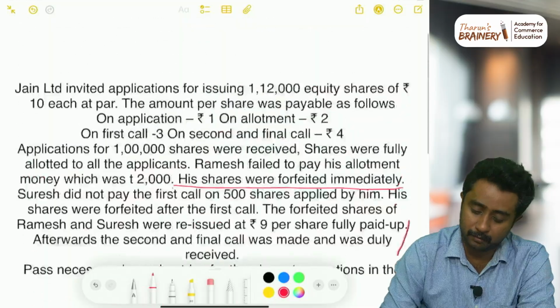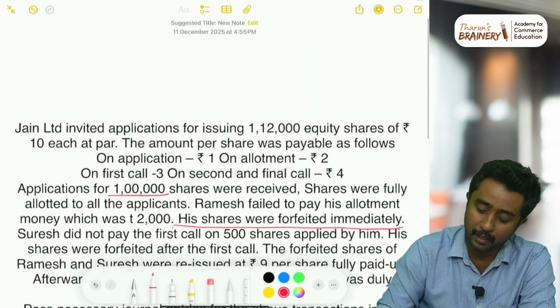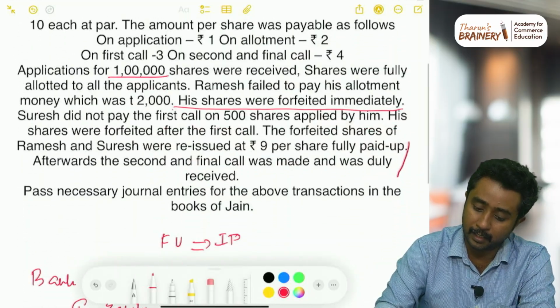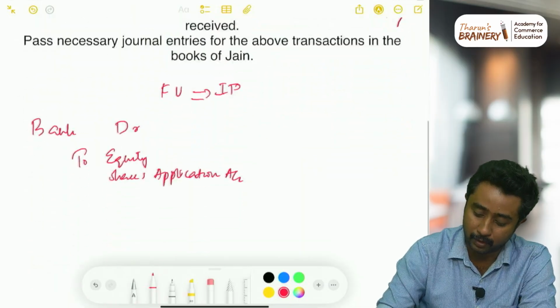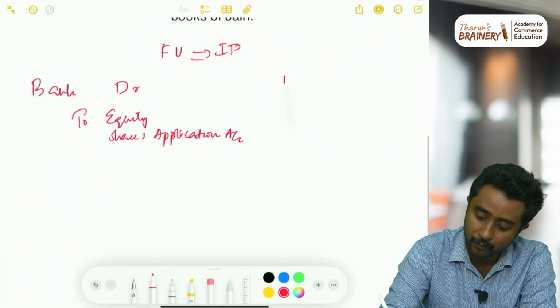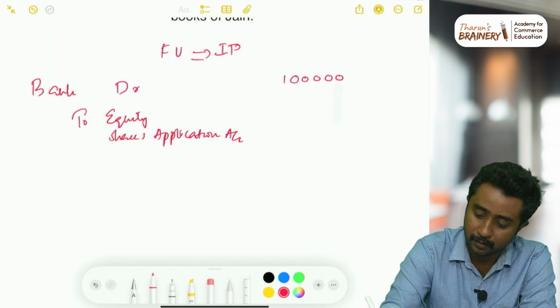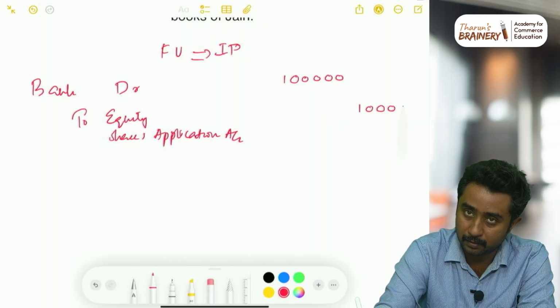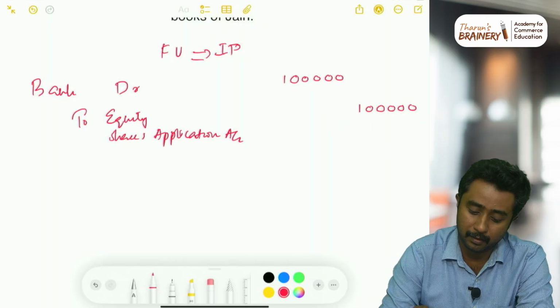How much are we receiving? Applications for 1 lakh shares were received. So 1 lakh into application money, which is rupee 1. So 1 lakh into 1, we are receiving 1 lakh rupees.